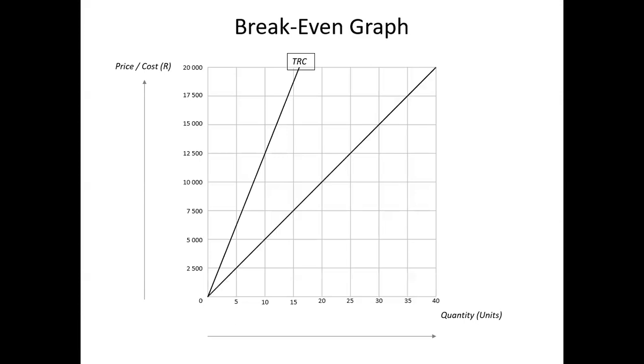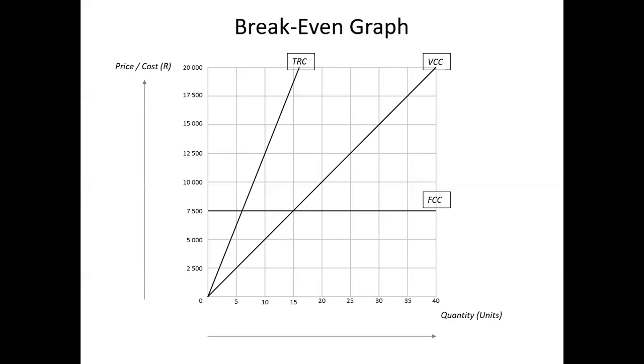The other one that starts at 0 and is not as steep as your total revenue curve is your variable cost curve. Variable cost is the cost that you incur as you make units. So if you are not making any units, you will have no variable cost. There will be no material cost involved. There will be no direct labor involved. But there will always be some cost involved, and that is the fixed cost.